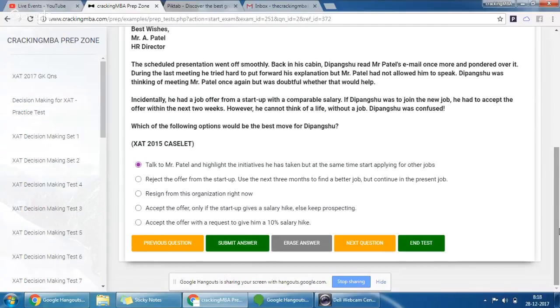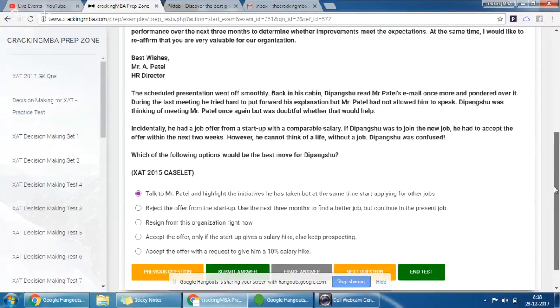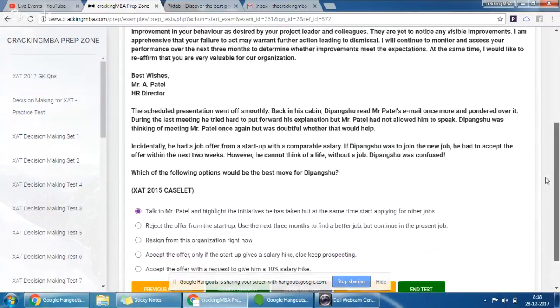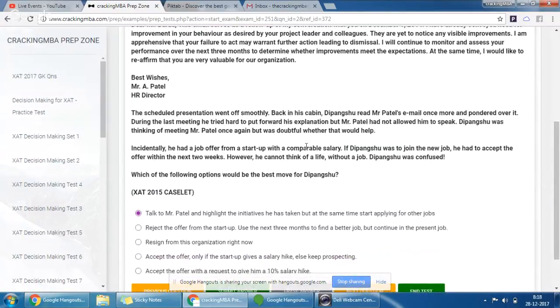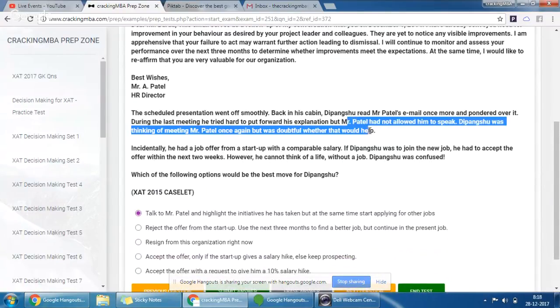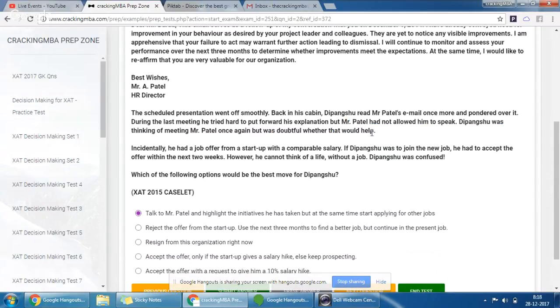Okay. Everybody convinced? Guys, everybody convinced option A? But sir, isn't it saying that it was an in-person meeting with Mr. Patel? Ajay, are you referring to the meeting with? No, that wasn't an in-person. If you look at it, it says during his last meeting, he had tried to put forward his explanation, but Mr. Patel did not let him speak. Dipanshu was speaking of the meeting with Patel, but not during the last meeting. Okay.